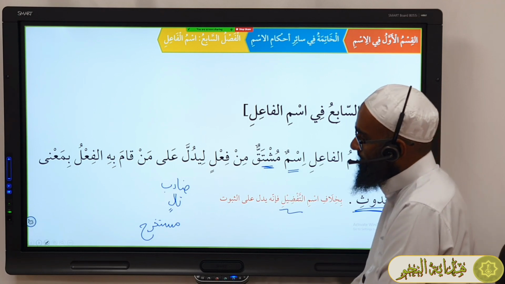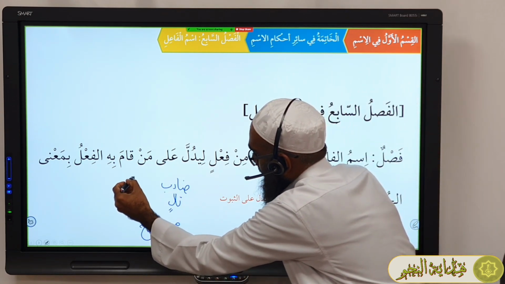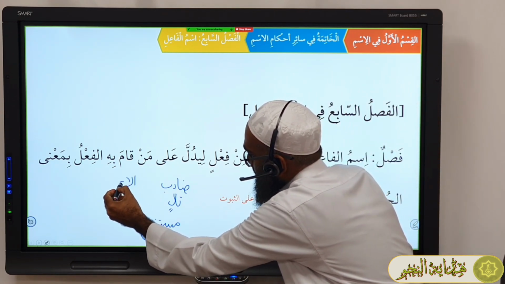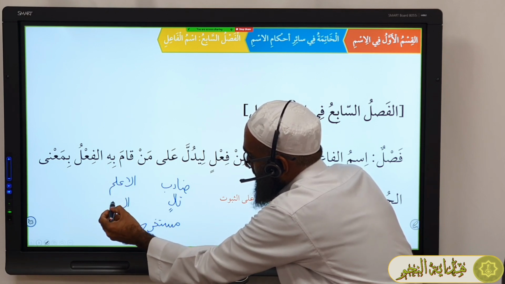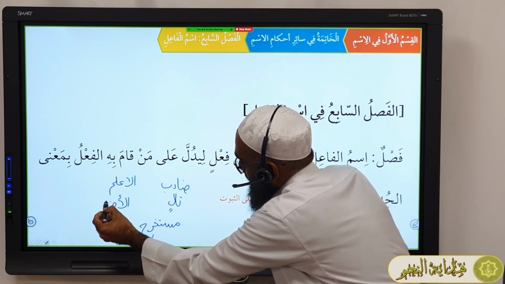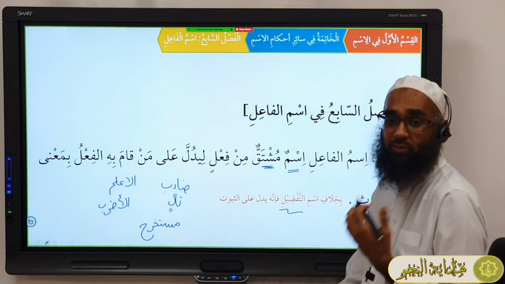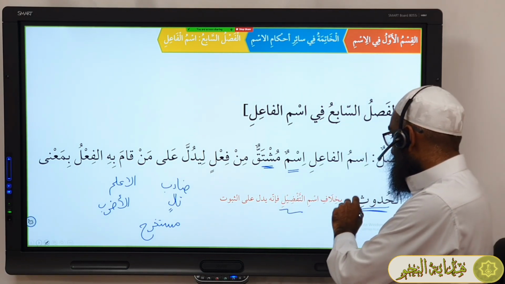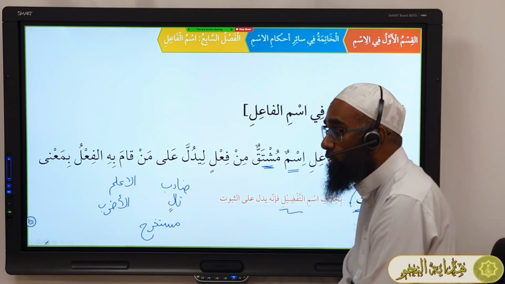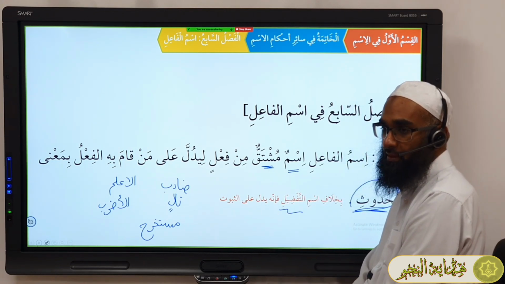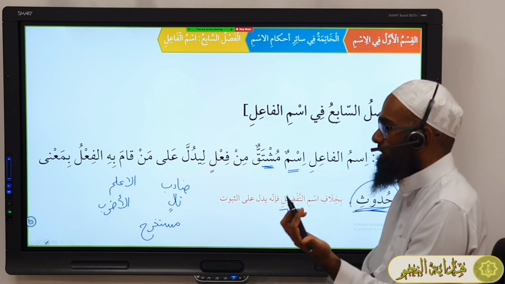Opposite is mutafdhil, because for example al-a'lam, al-adrab, for example, these also show a person who has the quality of darb within them, but ala thubut, in the thubut aspect. You can't be a'lam and then have that for one short space of time.